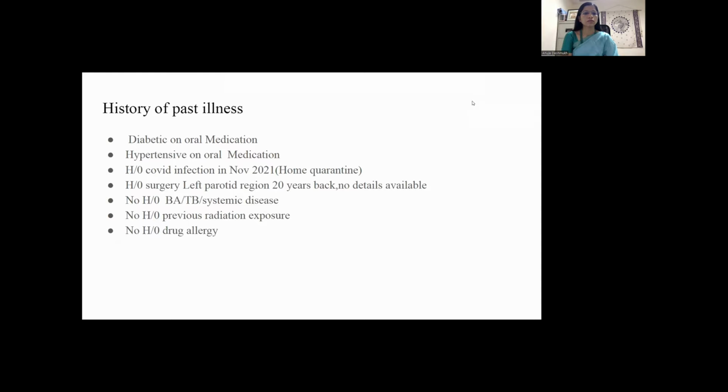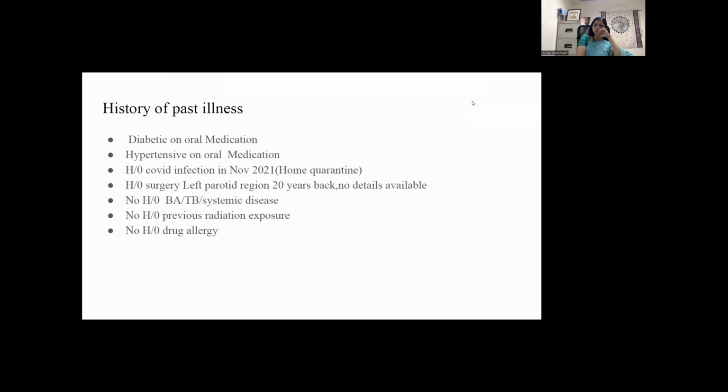In this case, you have history of past illness. You have written down there is no history of previous radiation exposure. Yes, sir. Can you elaborate there? What is the importance of writing that? Some parotid tumors are known to be caused due to radiation exposure, sir. For example, Warthin's tumor or salivary duct carcinoma. So I just wanted to rule that out. Good.